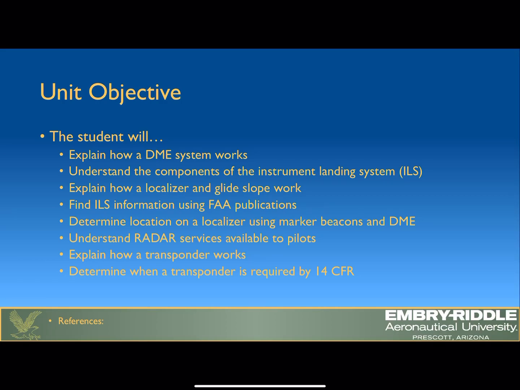Our unit objective. The student will explain how a DME system works, understand the components of the instrument landing system, explain how a localizer and glide slope work, find ILS information using FAA publications, determine location on a localizer using marker beacons and DME, understand radar services available to pilots, understand how a transponder works, and determine when a transponder is required by the 14 CFRs. So that is our objective for today.